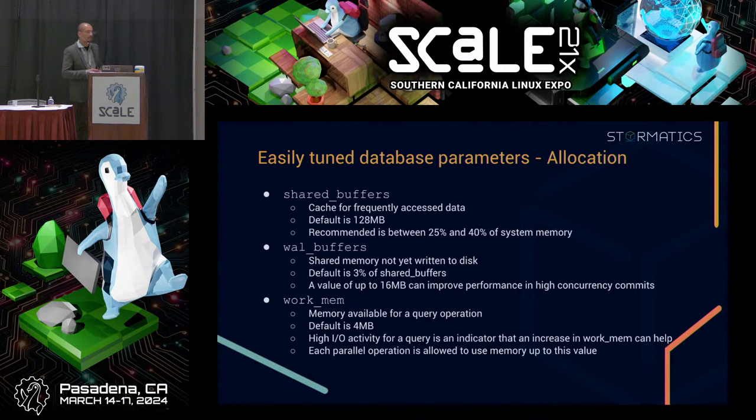WAL buffers, write-ahead logs. Again, this is something that other people have talked about, the write-ahead logs. So I won't get into a whole lot of detail about what these are. But essentially, before data is written to disk, it is in memory in buffers. And the amount of data that the database is going to hold in memory before writing to disk is defined by WAL buffers. Default is set as 3% of shared buffers. And in high concurrency workloads, raising the value up to 16 megabytes can improve performance.